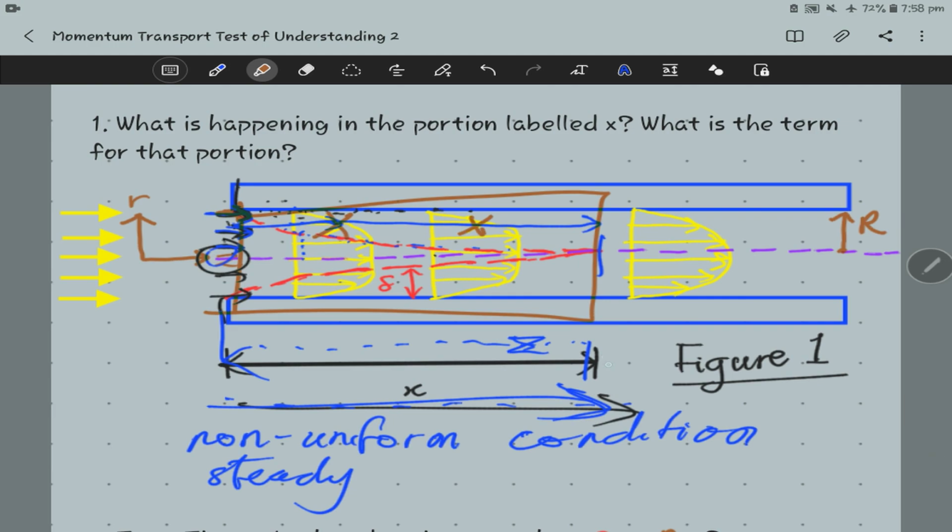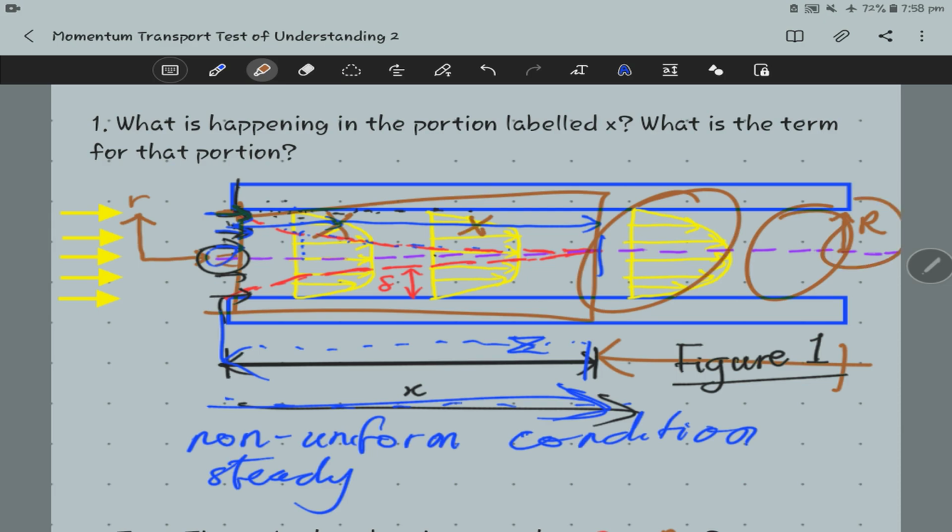But when it comes to the region outside this, from here to wherever it is, here is what we call the developed region. And what's happening here is that you have this velocity profile the same throughout. So that's why we see it's a developed region.